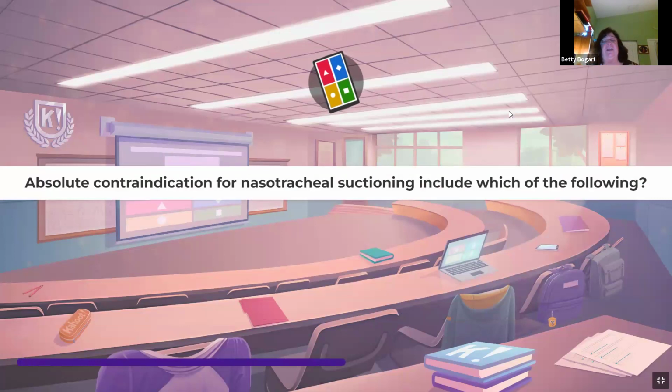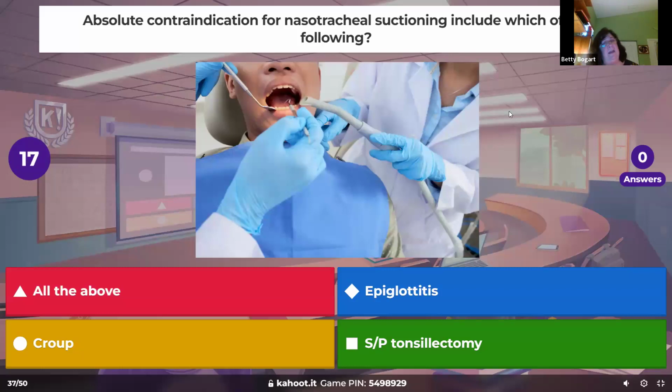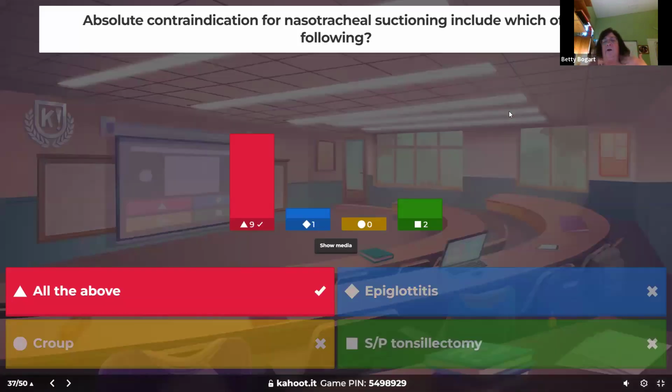Absolute contraindication for nasotracheal suctioning include which of the following? Another question from last week. You know I'll throw some in. So if we look at all of these diagnoses, they're all upper airway. We don't want to do anything to increase swelling. So croup, epiglottis, tonsillectomy, leave it alone, nothing in the mouth.